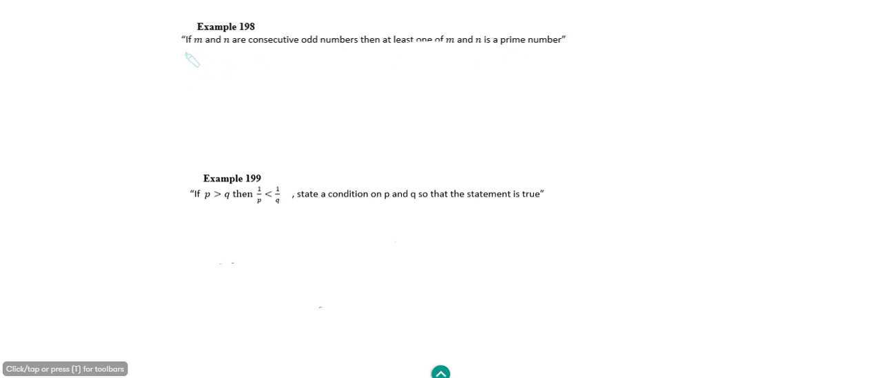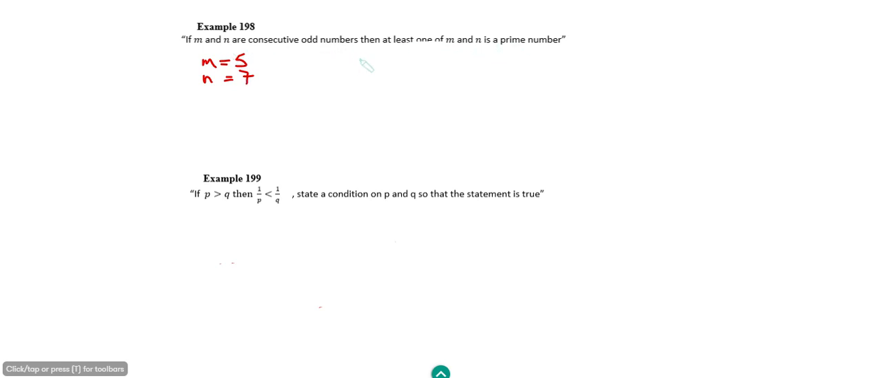To do this, we're going to pick a couple of values of m and n until we find one that doesn't agree with this statement. So to begin with, we might pick m equals 5. Well, this one's definitely not going to work in disproving this, because 5 is a prime number and n would be the next consecutive odd number, which is 7, which is also prime. So that agrees with the statement.